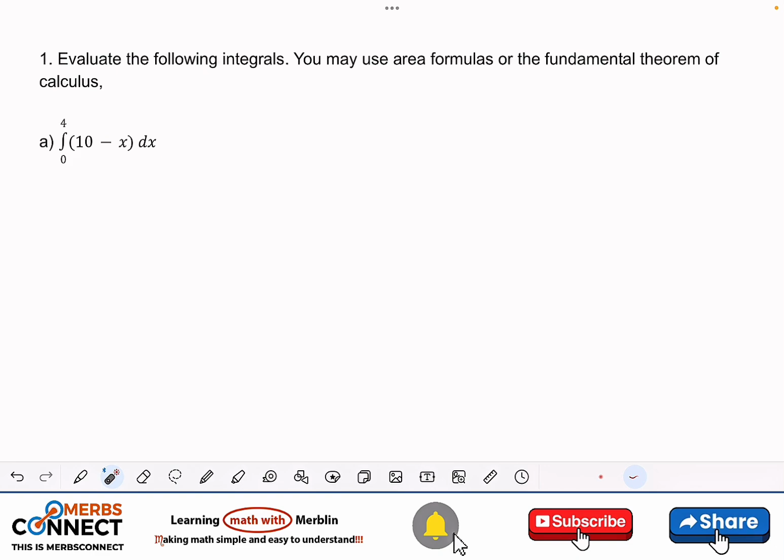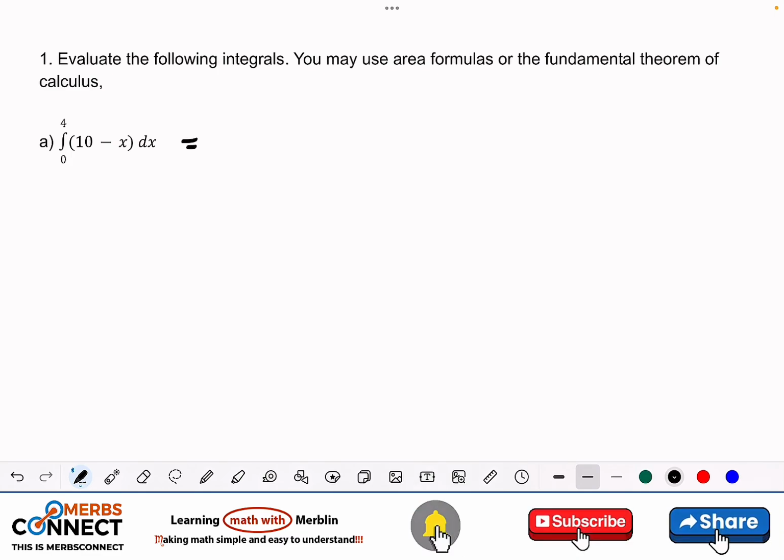In this video, we have just two questions, but three sets that we are going to go through together. The question says that we can use the area formulas or the fundamental theorem of calculus. So I'll try to use both. First I'll use the fundamental theorem, then we look at the area formula. So let's go to the fundamental theorem of calculus very quickly.